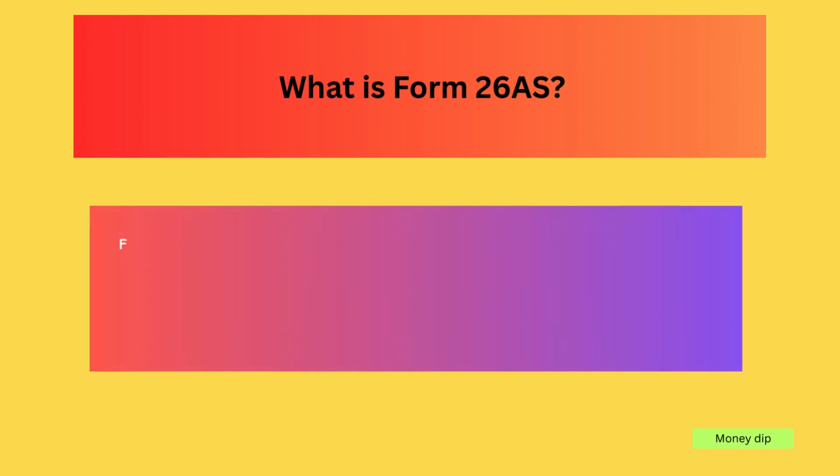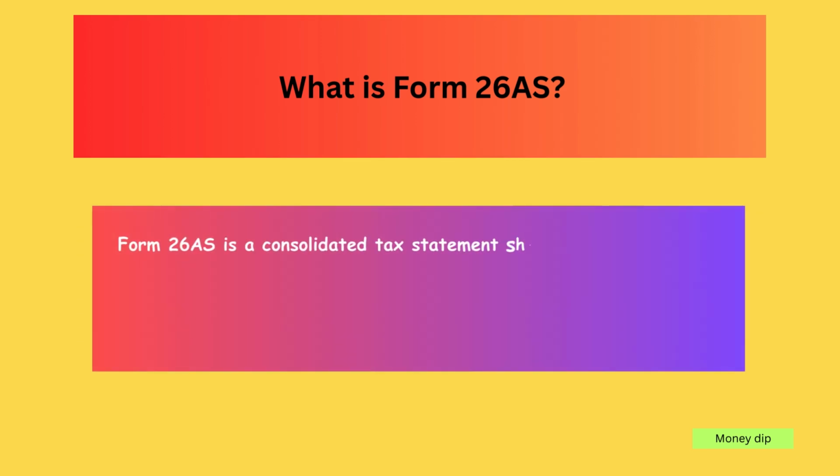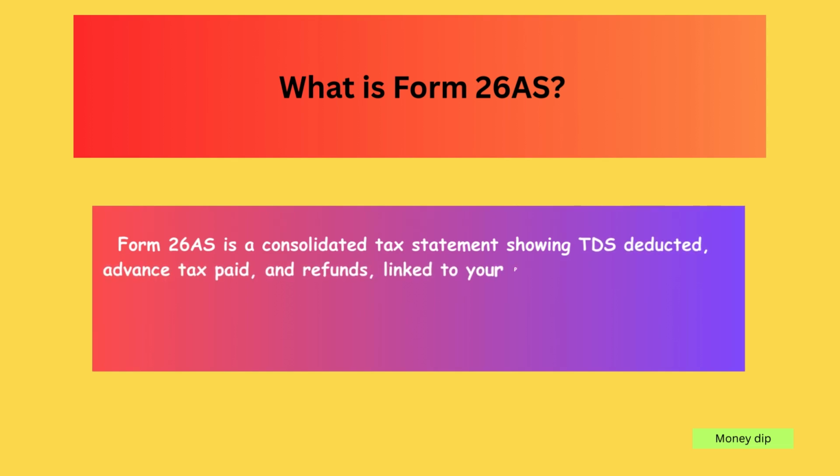What is Form 26AS? Answer. Form 26AS is a consolidated tax statement showing TDS deducted, advance tax paid, and refunds, linked to your PAN. It's used to verify tax credits.